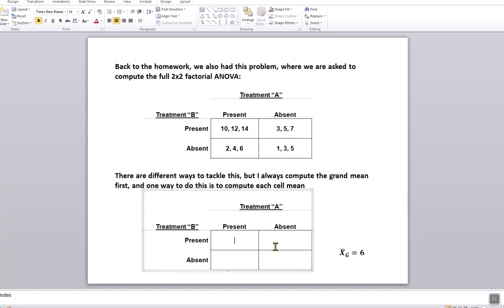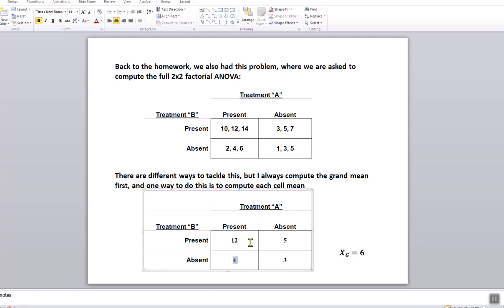So one of the things that we can do is map out the means like this: 12 and 4 and 3 and 5. That is just taking these 3 people, adding their scores together, and dividing by 3. That gives me 12 down here. Take these 3 people, add them together, divide by 3, and that gives me this, and so on. For each one of these, I did the same procedure.